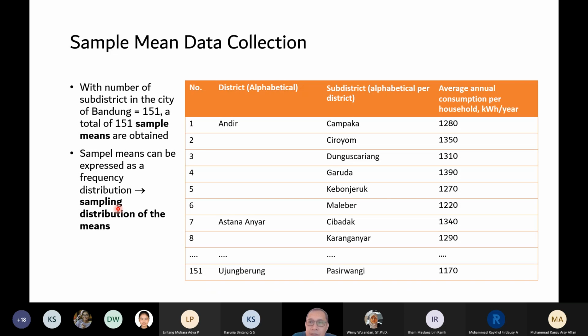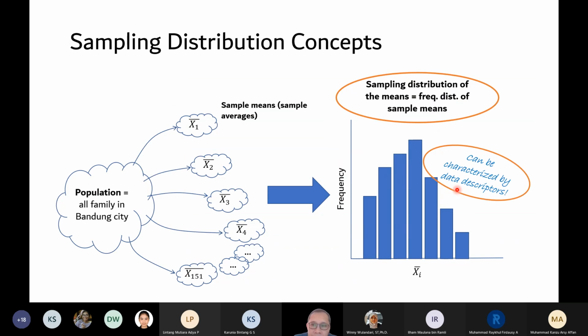Okay, you can do the same procedure for any other sample descriptors. For example, you can do a similar procedure using sample variance. So instead of means, what you calculate here are the sample variances from each kelurahan. Then if you plot the frequency distribution of the sample variances, what you obtain is the sampling distribution of variance. So here's how that data looks. Roughly, it will look something like this.